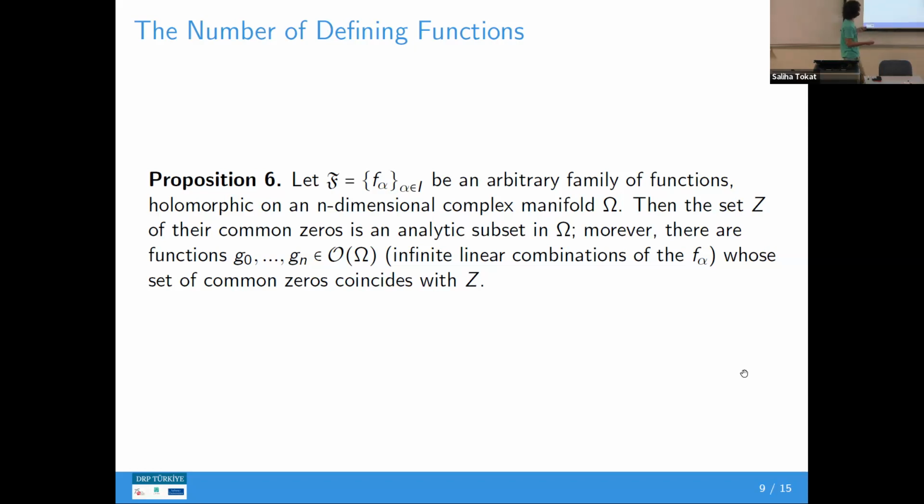So since it is analytic, we can see it as a zero set of finitely many holomorphic functions, from the definition. Then these are the functions. Actually, if you check the proof from Chirka's book, you can see that they are infinite linear combinations of these f alphas, and you are choosing their coefficients c_k for the infinite linear combination to be uniformly convergent.